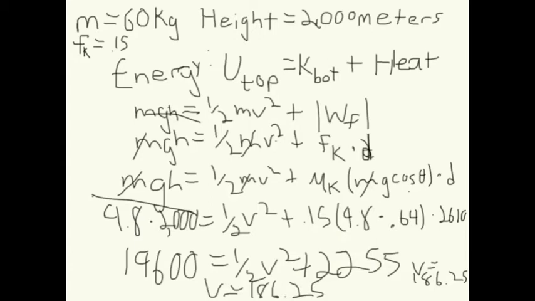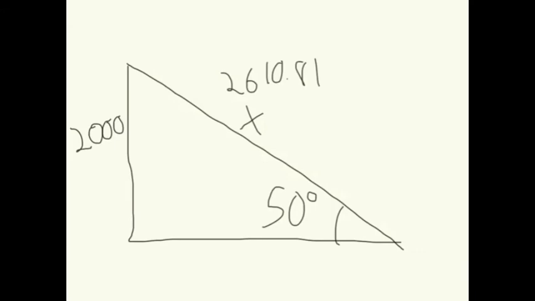And then the second way we have is by doing it through F net equals ma. So how we can go about solving this is with the same values: height of 2,000 meters, weight of 60 kilograms, coefficient of kinetic friction of 0.15. So F net equals ma.